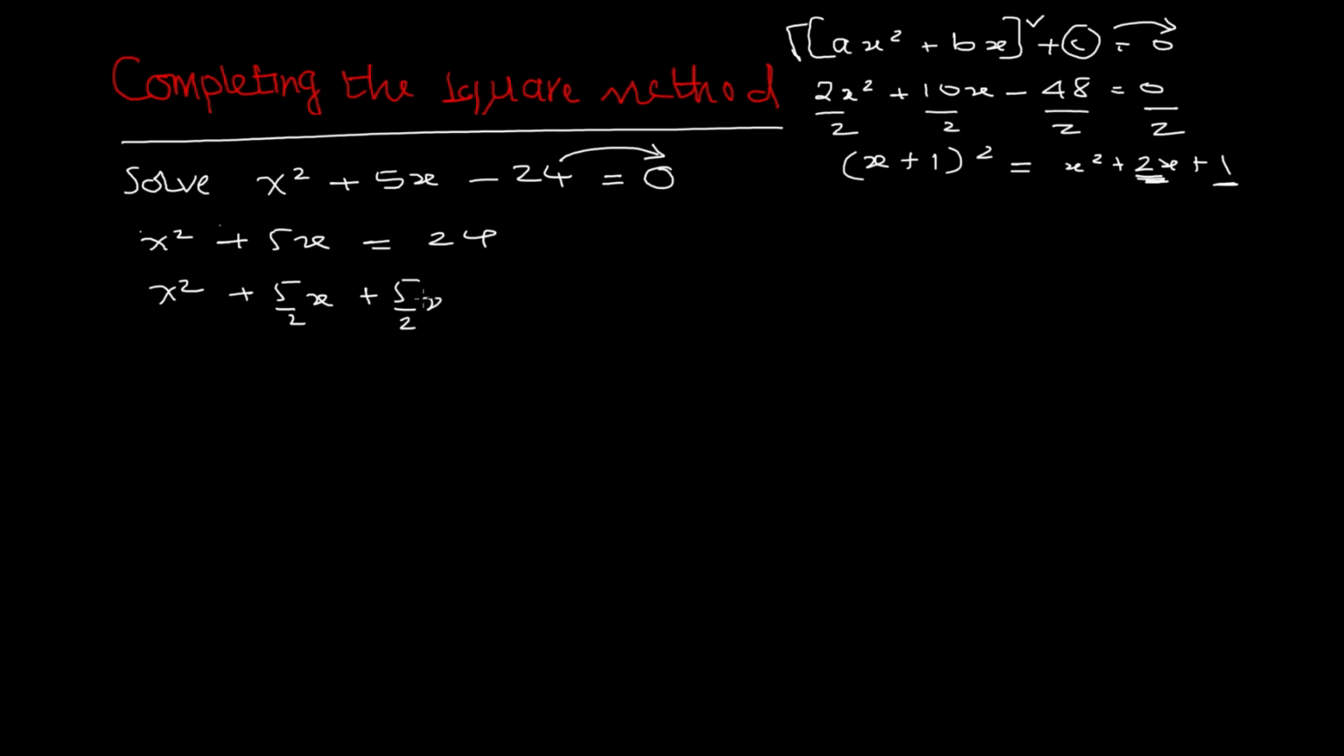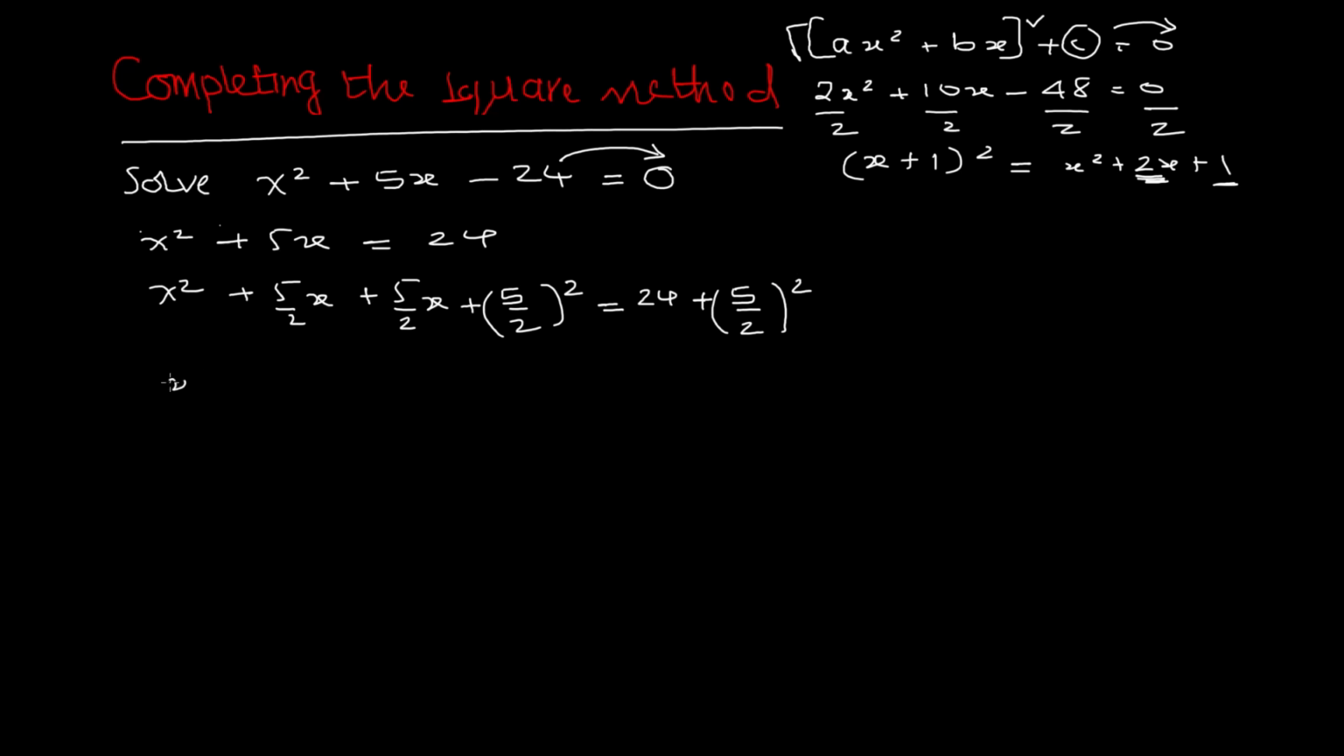So we have 2 of these. Remember, I haven't changed anything. If I add this back, they'll give me 5x. Then I'm going to get this same one, and then I'll square it. But then this side, 24. Then I need to balance this out, otherwise it's a different equation altogether. So I balance it out now.